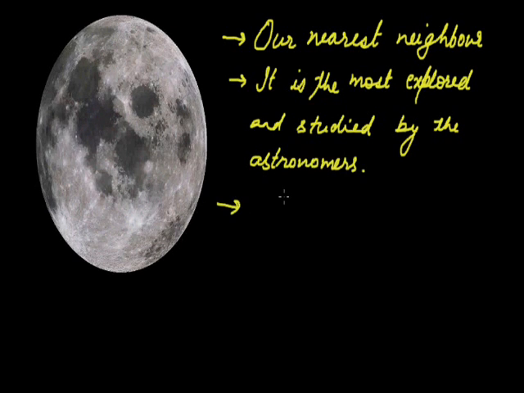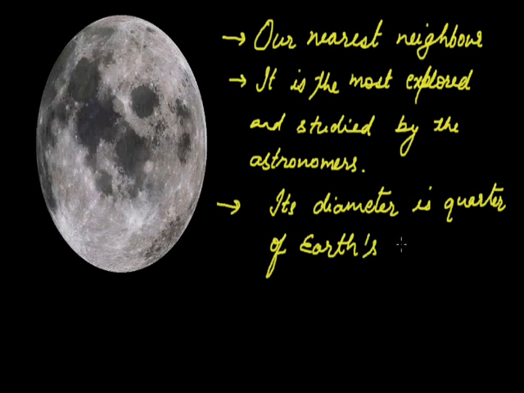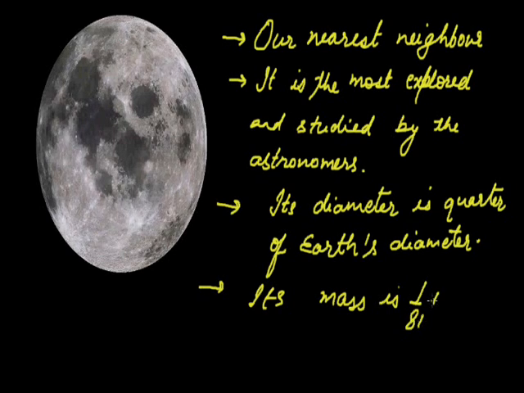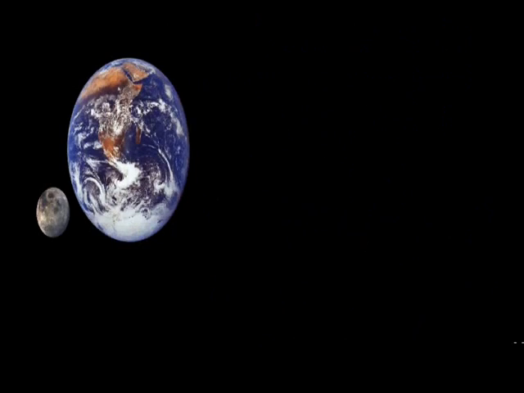The diameter is about 1/4 of Earth's diameter. Its mass is 1/81th part of Earth's mass. So we can have a comparison in this way. The small moon and our Earth.